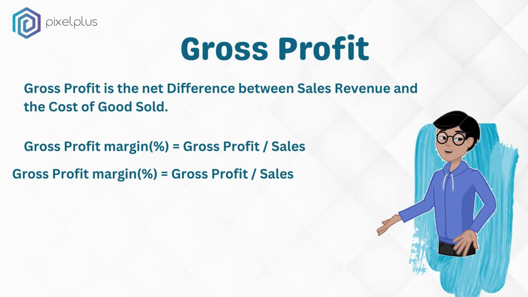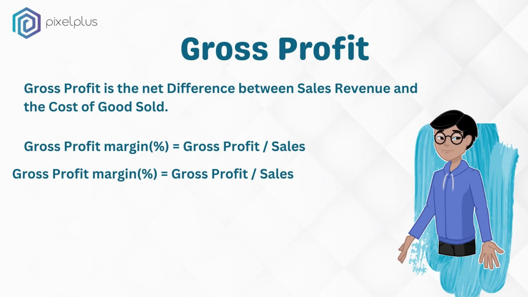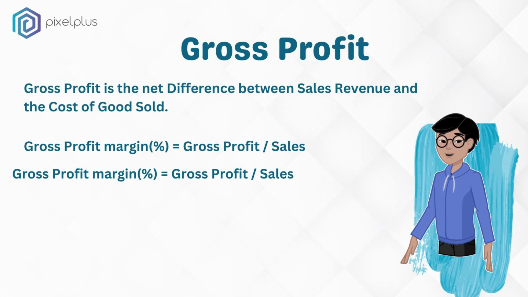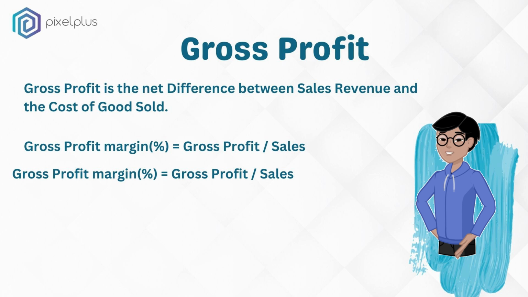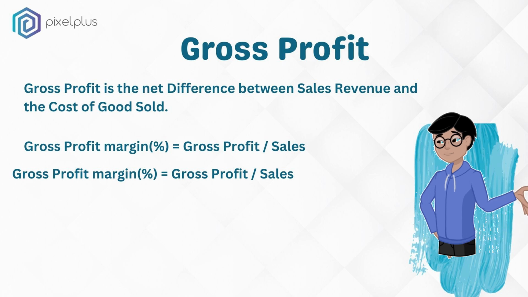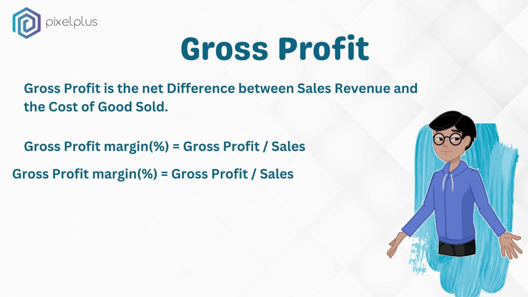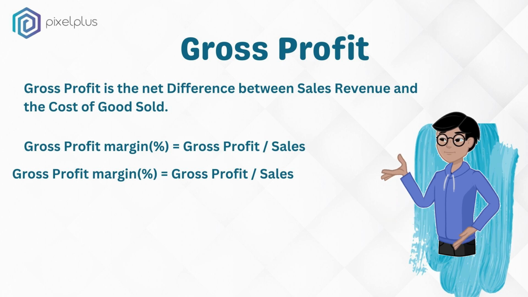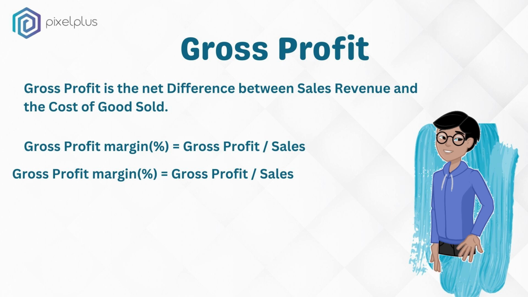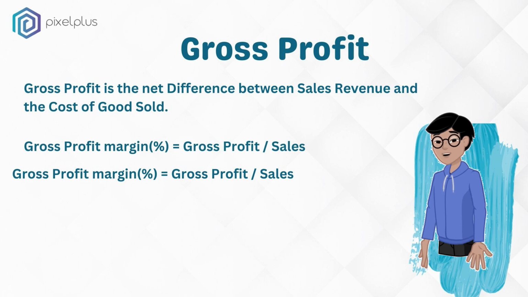What is gross profit? Gross profit is a key financial metric. It represents the profit a company makes after deducting the costs directly associated with producing goods or services, also known as the cost of goods sold. It provides insight into how efficiently a company is producing its goods or services. It's a critical indicator of a company's core profitability before accounting for operating expenses, taxes, and other operational costs.